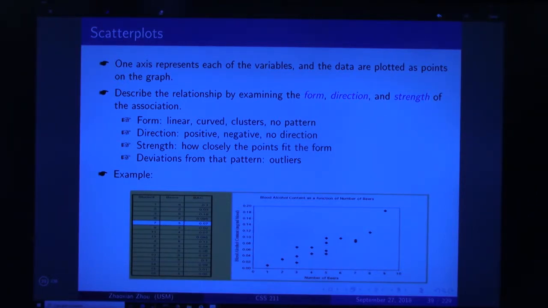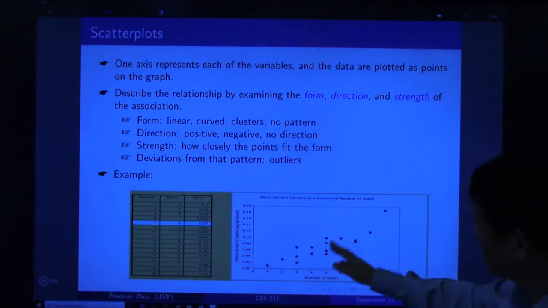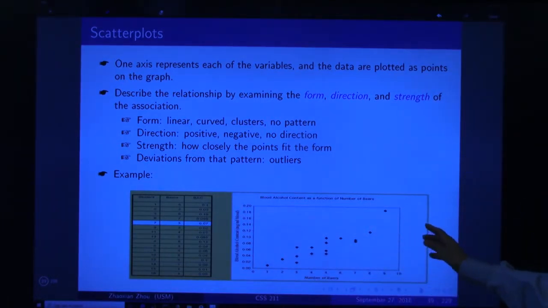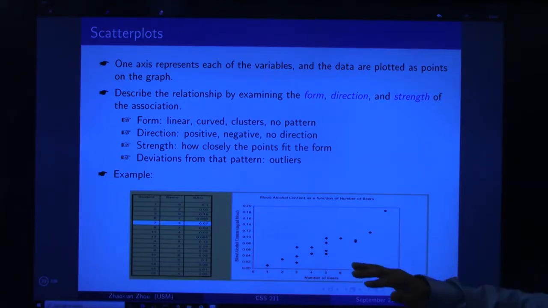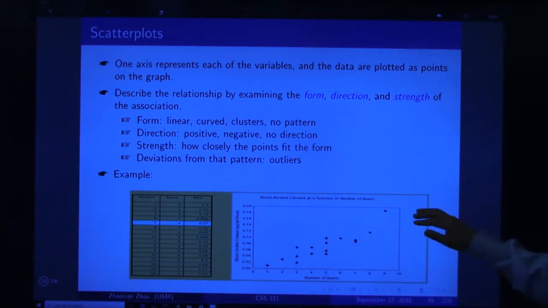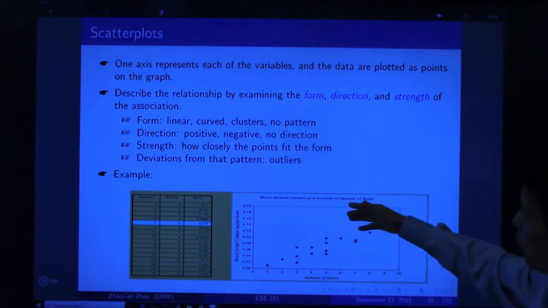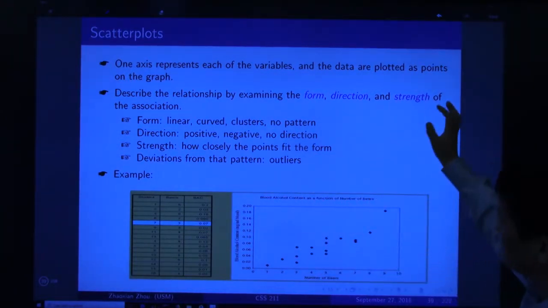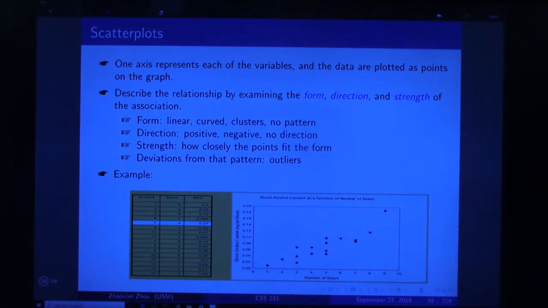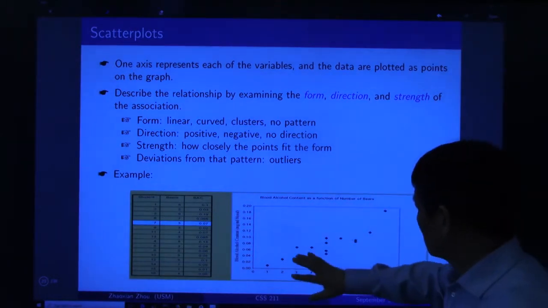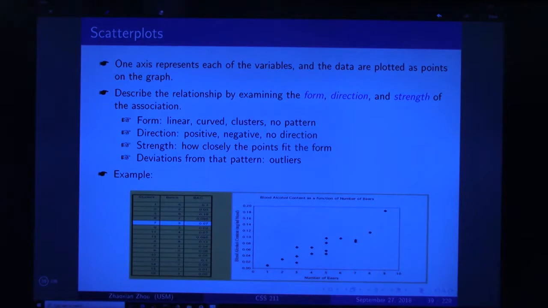The first one is the form. The form means, look at all these dots. If they are linear, linear means they form almost a straight line. Or if they are curved, for example, if they are like this, or clustered, meaning group by group. Or no pattern, that means totally random, so just randomly distributed around the plane. So that's the first one, it's called form.